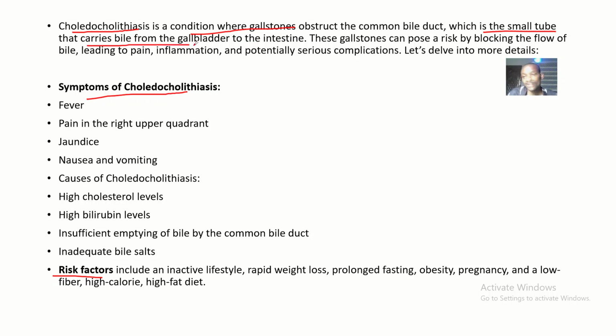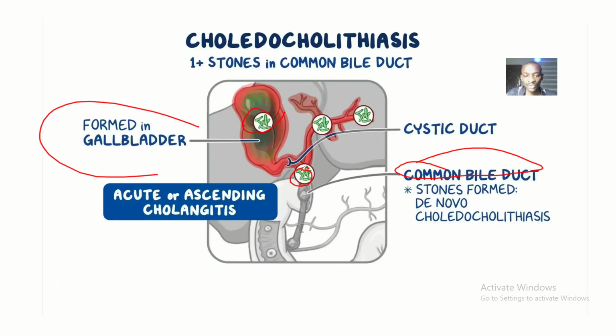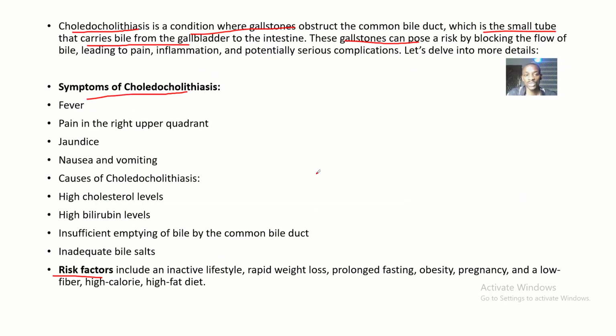So it's a condition where gallstones obstruct the common bile duct, which is a small tube that carries bile from the gallbladder to the intestine. All right. So these gallstones can pose a risk by blocking the flow of bile. If bile is supposed to flow from the gallbladder down to the small intestine and it is blocked here, then you know that it is a risk. It is blocking the passage of the bile. Now, this blockage can lead to pain, it can lead to inflammation, it can lead to potential serious complications, right? So let's delve into the details of this choledocholithiasis.